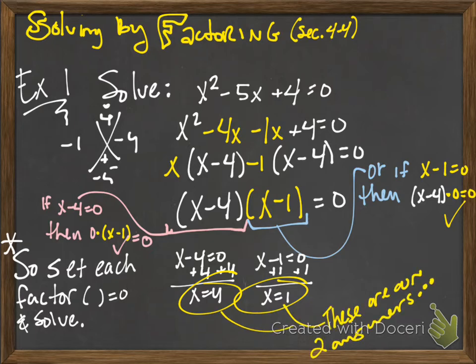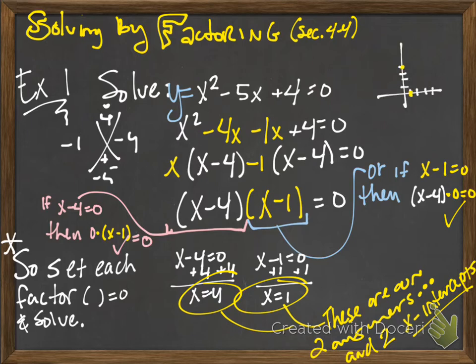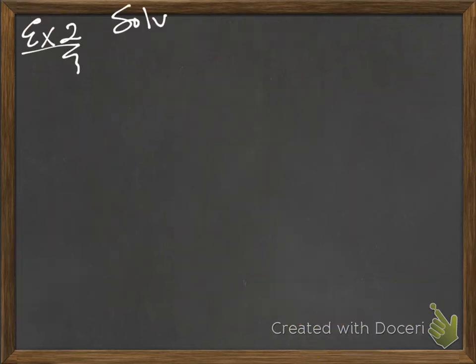So those are our two answers, which are also, if I thought of it as y equals, this would have been a quadratic function. These would be our x-intercepts. All right, so x-intercepts, roots, zeros, all synonyms, right? And that would tell us these two points here where it crosses the x-axis. All right, a couple more examples for you here.